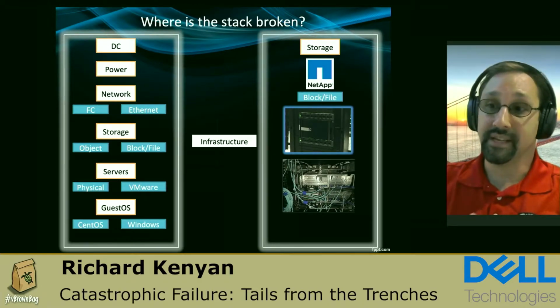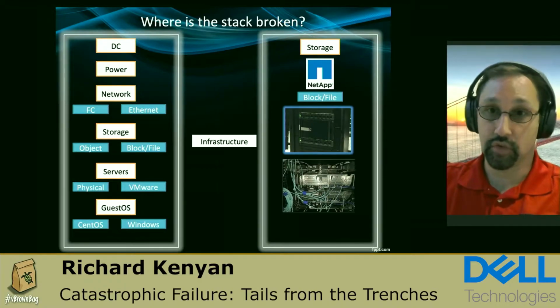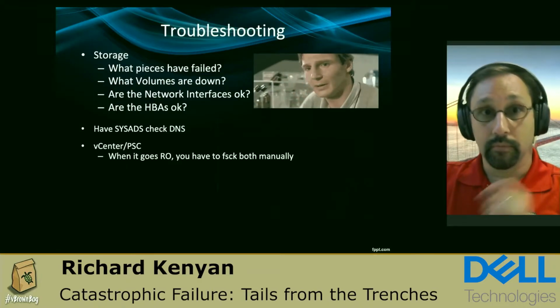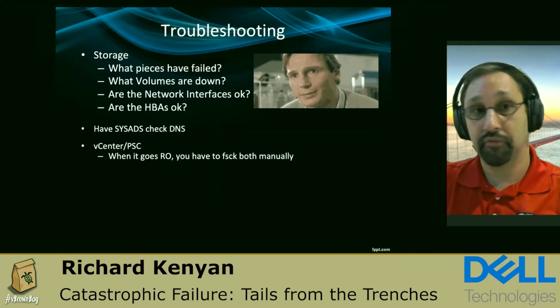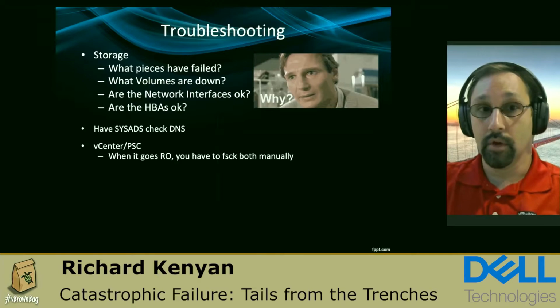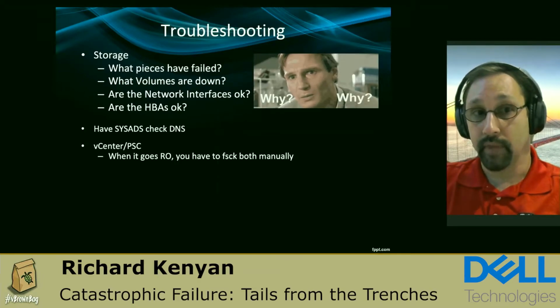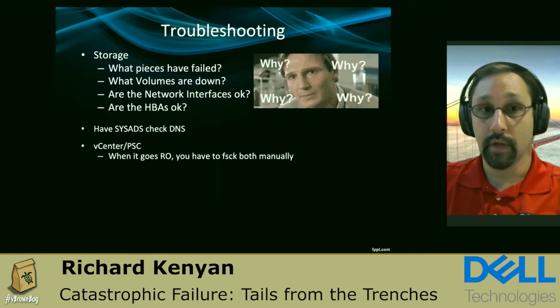So any one of those things, at the time when we first noticed an issue, was our first "here's what's going on." So now we've moved to the storage. Which pieces have failed? Which volumes are down? Which network interfaces are okay?